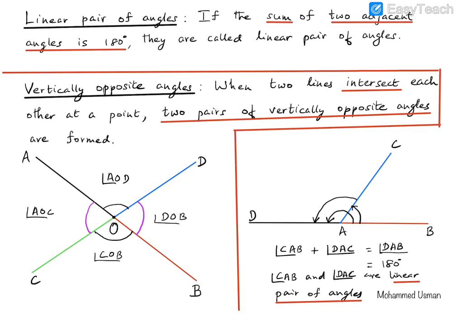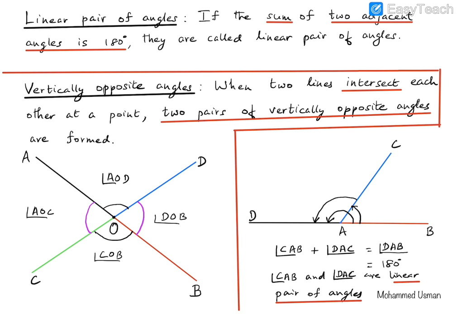But let us first understand what is the meaning of vertically opposite angles and when do we get vertically opposite angles. We get vertically opposite angles when we have two lines intersecting or crossing each other at a point. Then we get two pairs of vertically opposite angles. So that's pair number one, and that's pair number two. A pair means two angles, right? So we have two pairs of vertically opposite angles when two lines intersect each other.